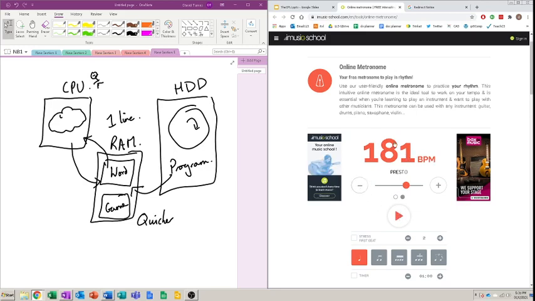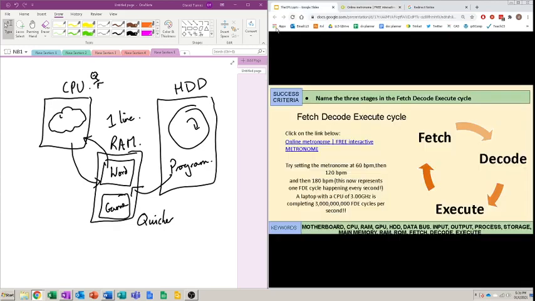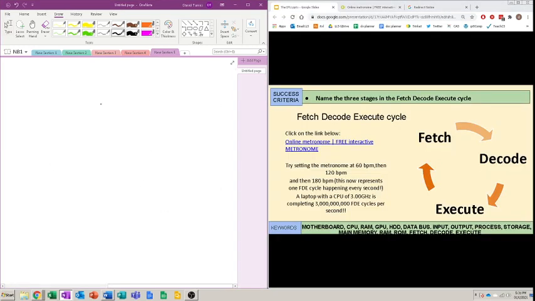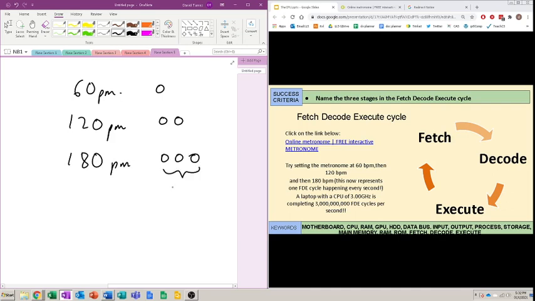And you can think about these beats per minute as the amount of instructions that the computer is executing. So let's take a quick look at that in diagram form. If it was 60 beats per minute, we would say one instruction per minute. So fetch, for example. If it was 120 beats per minute, we would be able to fetch and decode. And if it's 180 beats per minute, we would be able to fetch, decode, and execute all within 1 second.